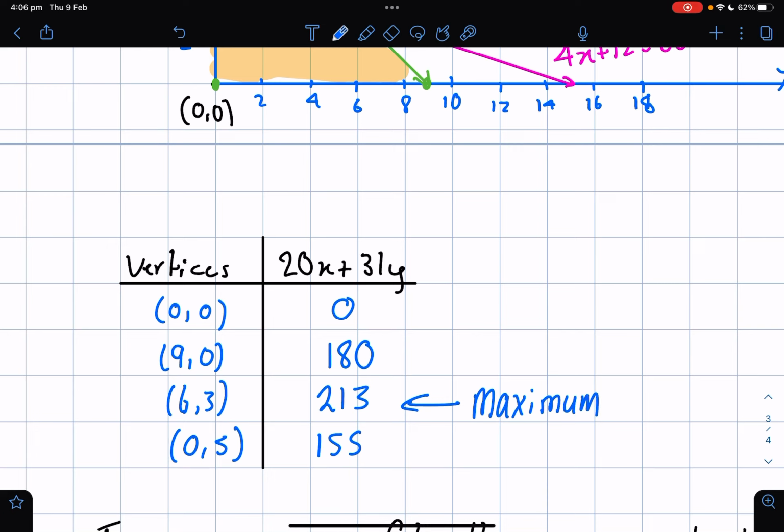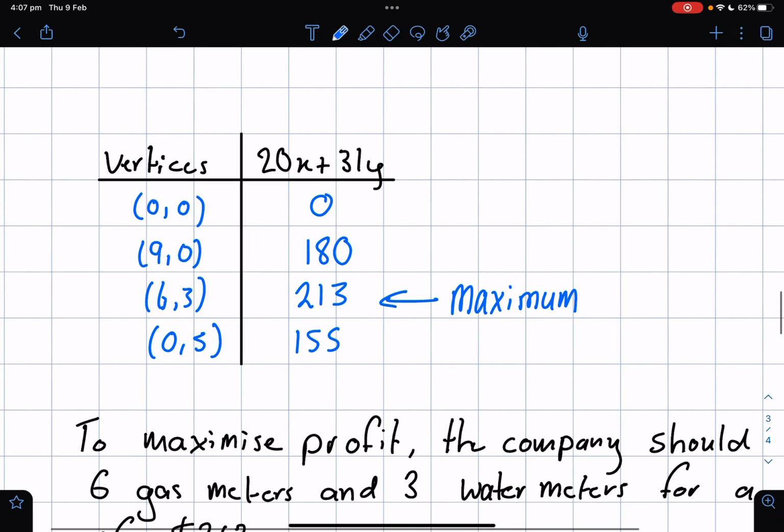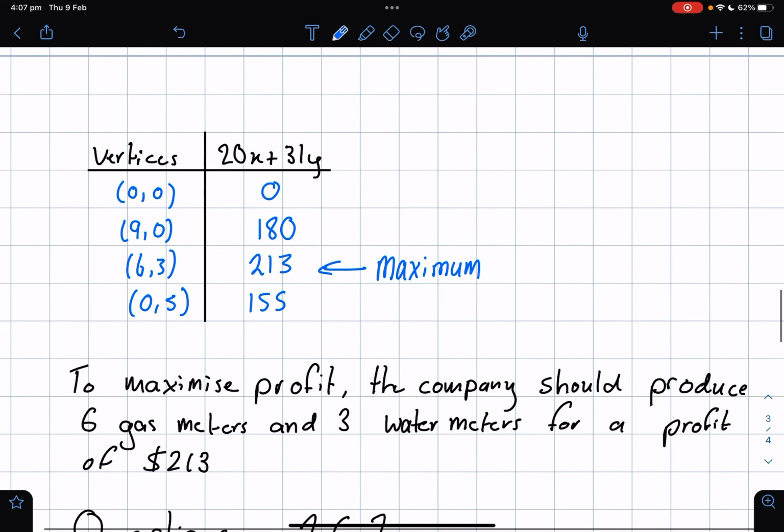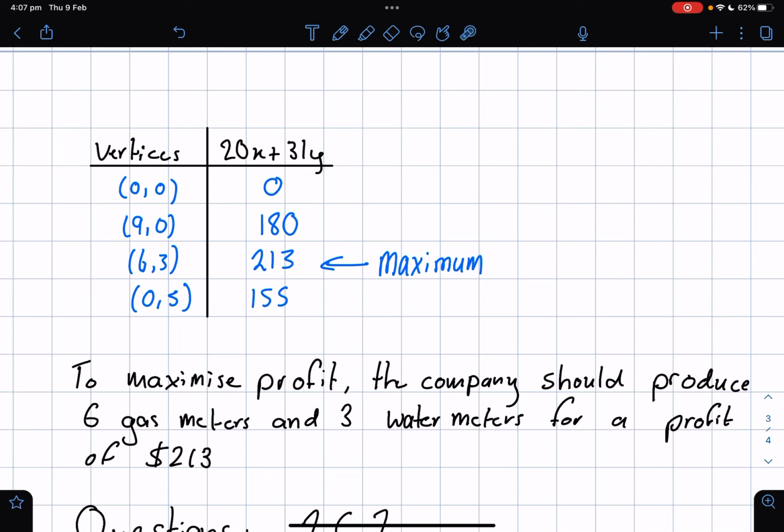Now, for problem-solving questions, we need to put our answer and solution into words. So I've gone ahead and written this, all right? So to maximize profit, which is what the aim of the problem was to do, the company should produce 6 gas meters, so 6 lots of X, and 3 water meters, 3 Ys, for a total profit of $213. So stating our full solution there.